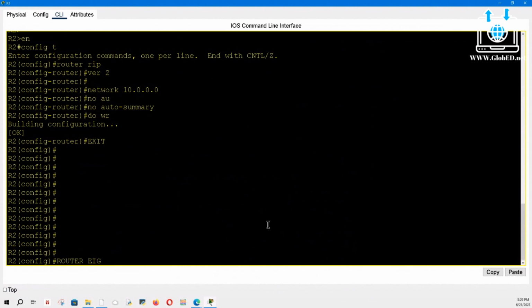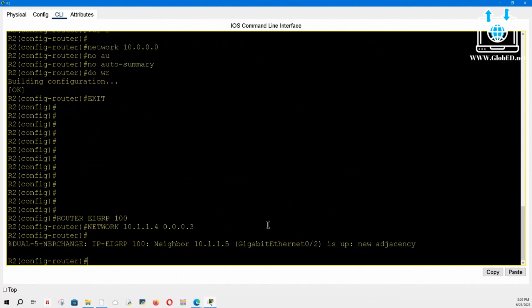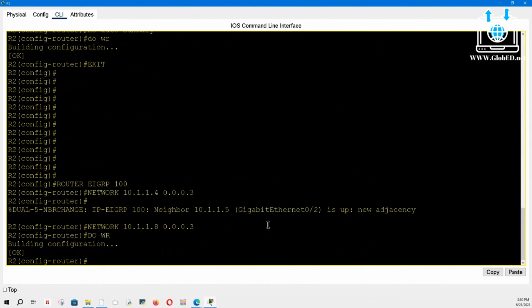So router EIGRP 100, single AS, remember. Network, there's no LAN here, so 10.1.1.4 0.0.0.3. Let's wait a little bit. Whoa, boom, quick, right? Made a neighbor adjacency. Let's up arrow that, and we'll do 8. That's the one to my right. Do WR. I'm done there.